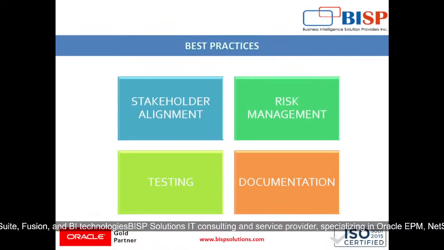After that, best practices: stakeholder alignment is there, so regular communication is done with stakeholders. Risk management means identifying potential risks and preparing for contingency plans. And testing is thoroughly testing all the configurations, data migration and integration. Then documentation, maintaining detailed records of configuration, mapping and processes is done.